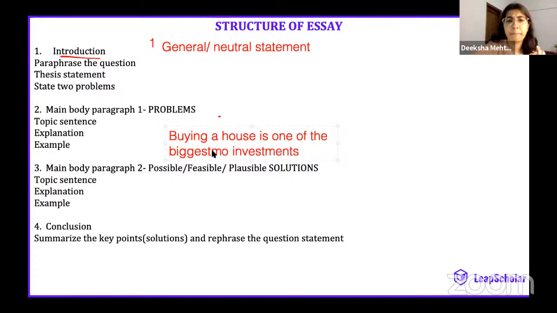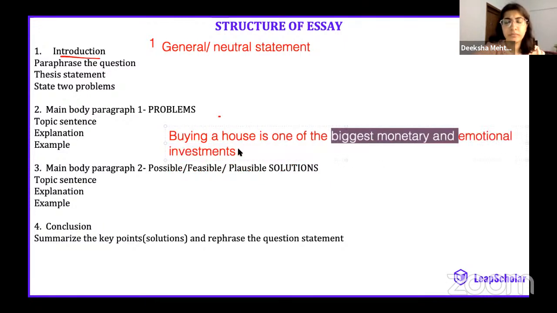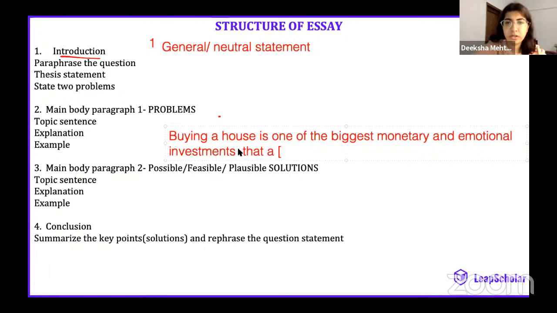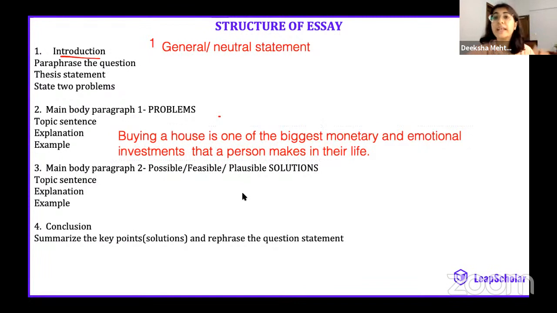So monetary and emotional investments that a person makes in their life, right? And then I can relate this with the question that because it is such a huge investment, it is logical that they would want to know the background history associated with their house. So I will paraphrase the question next.